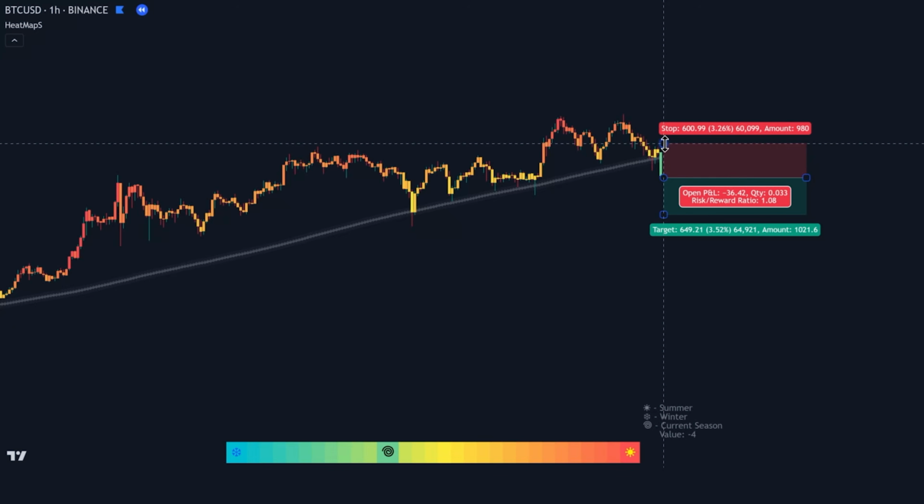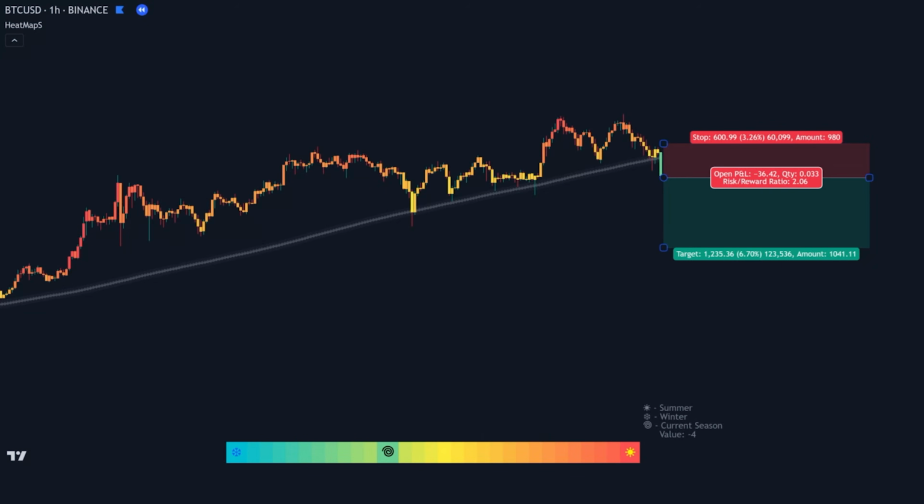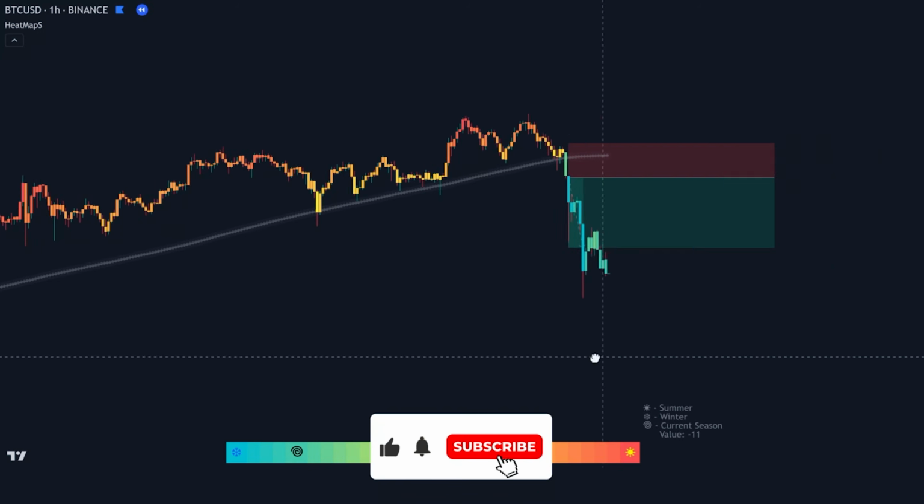For the take-profit target, we aim for a 1-to-2 risk-to-reward ratio, meaning the potential reward is 2 times the risk. Now, let's see how the sell trade plays out.